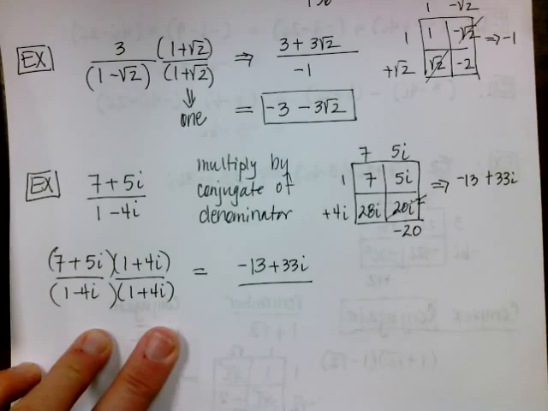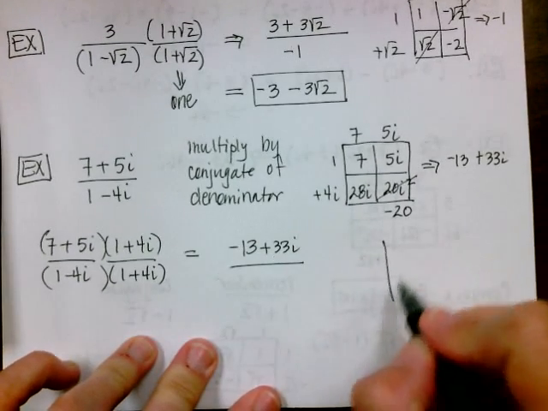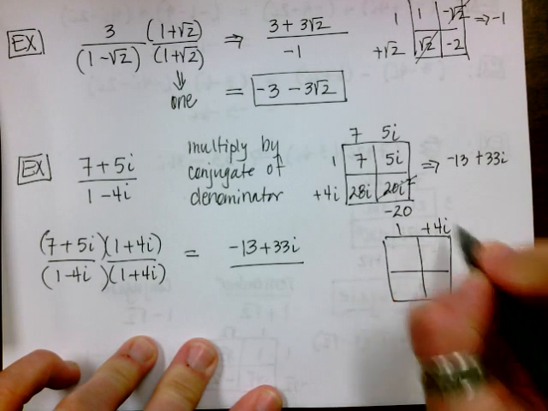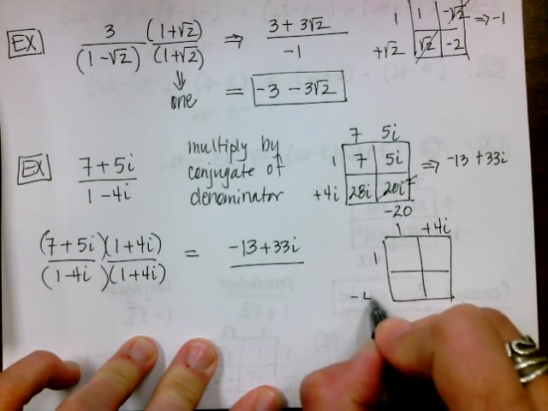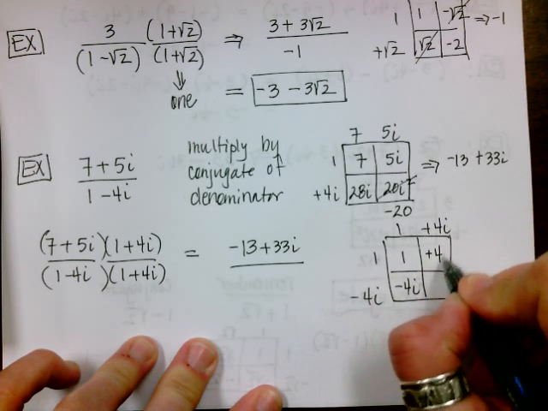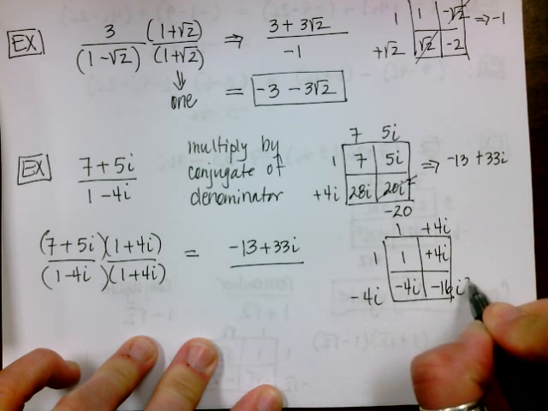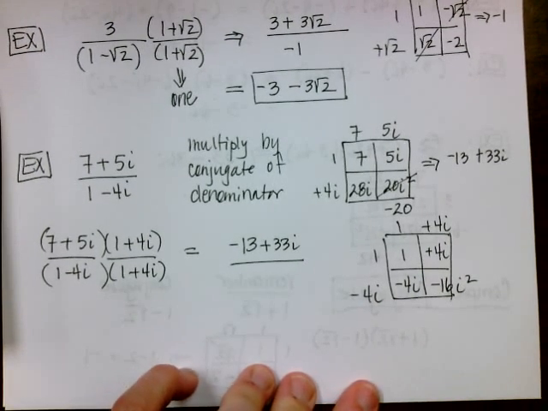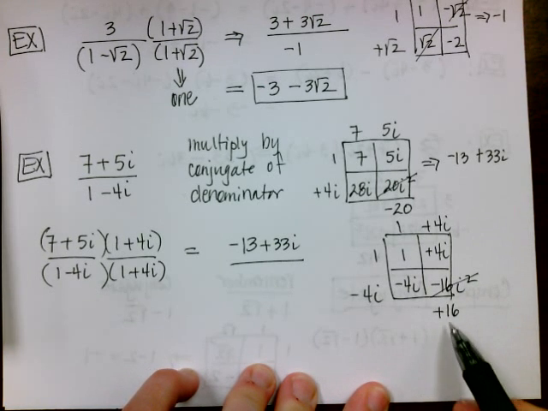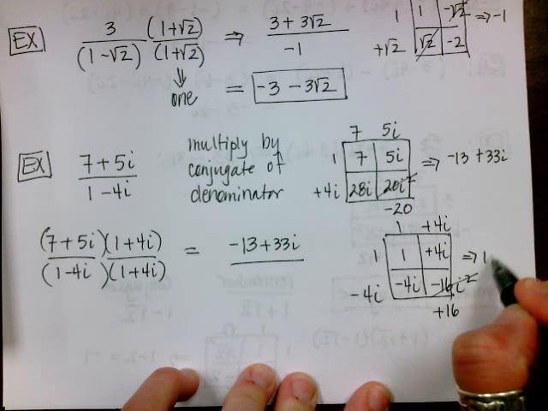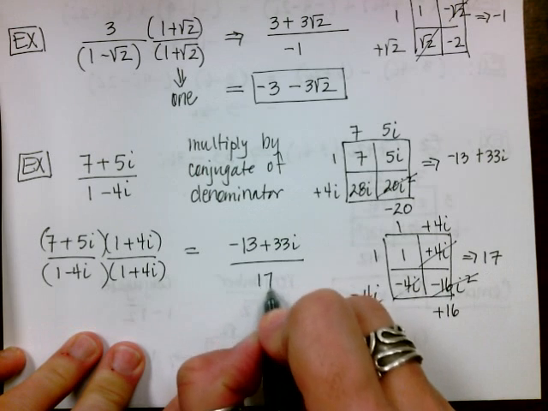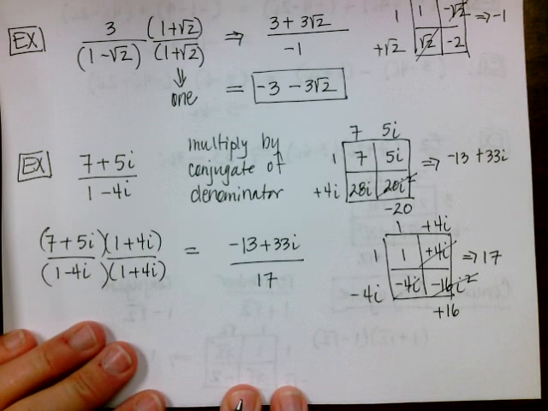Okay? Now I'm going to manage the denominator, and I'm going to do it in a box again. Okay, so I have 1 plus 4i, 1 minus 4i. 1 times 1 is 1, minus 4i, plus 4i, minus 16i squared. A negative and a negative is a positive, so this becomes a positive 16. 16 plus 1 is 17, and the 4i terms cancel. So now I have a 17 in the denominator.